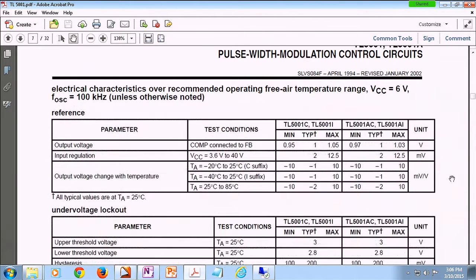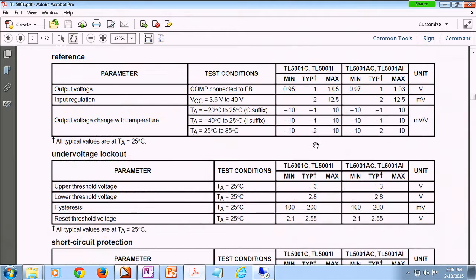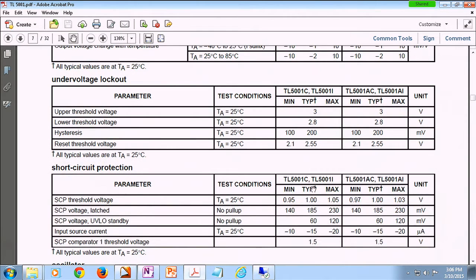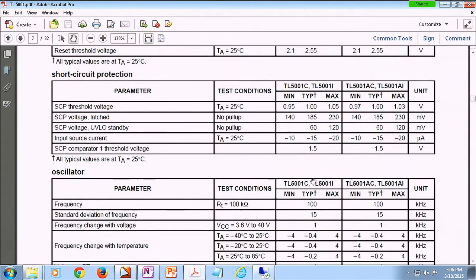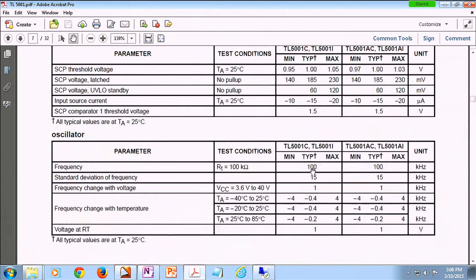Also, there is a lot of other information. For instance, your reference, as I said, is 1 volt. This is the under voltage lockout. Below 3 volts, it shuts down. Short circuit protection, there is actually information that the oscillator, the typical value is 100 kilohertz if you use an external resistance of 100 kilo ohms, something like that.